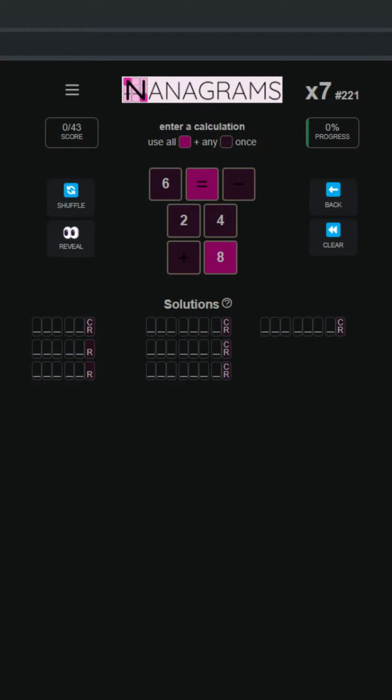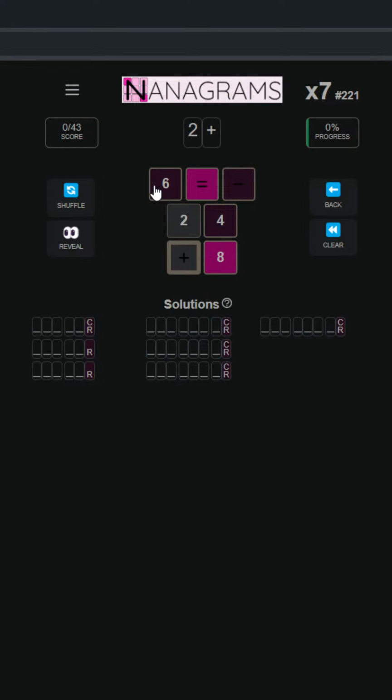Alright, this is nanograms, and it's basically like forming anagrams of words based on a couple letters, but with math operations and math numbers. So we have 5 numbers and operations we can form here, and we also have one that uses all of them, and we need to try to get all possible combinations. We are required to use the pink ones. The purple ones are optional.